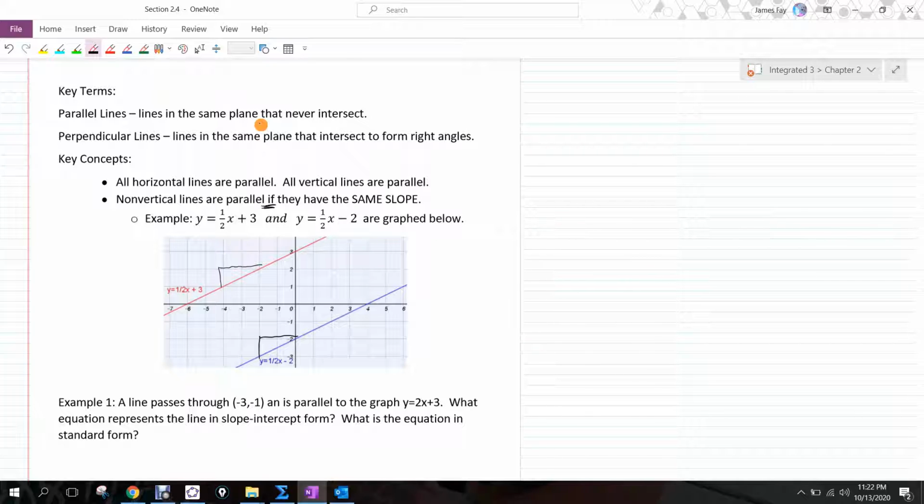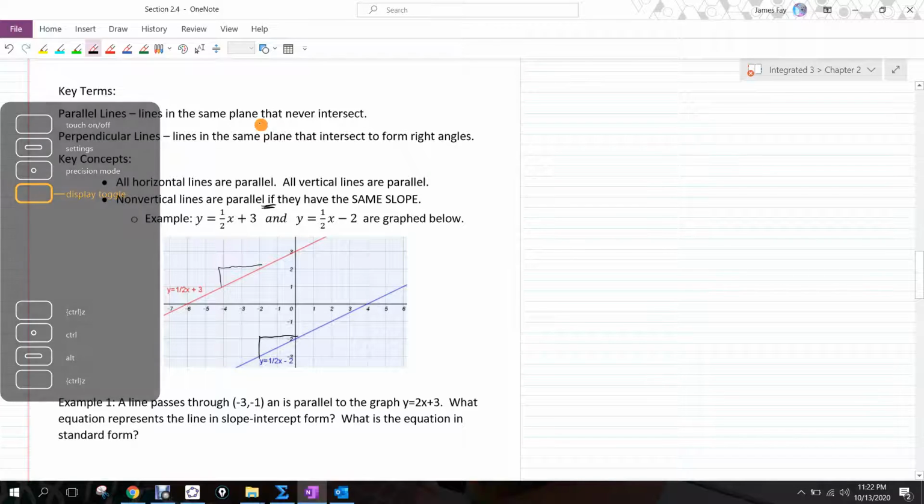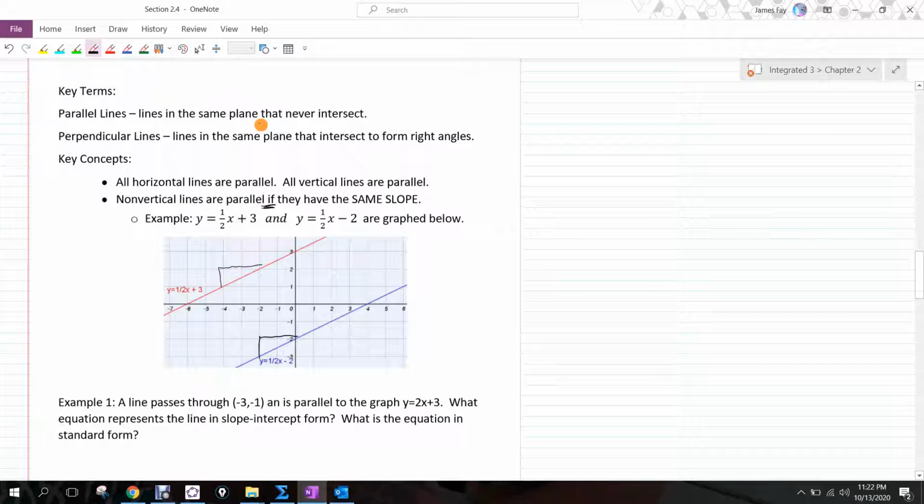So just jumping in here to some examples right away. We're going to use in combination with what we've already talked about in the last couple sections this new idea about parallel and same slope to create some equations.